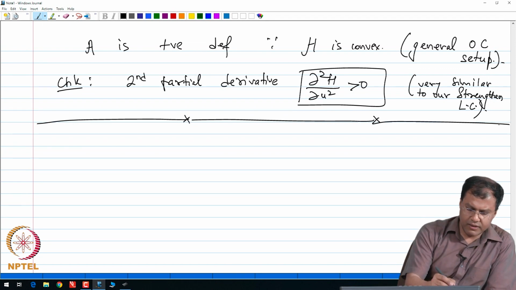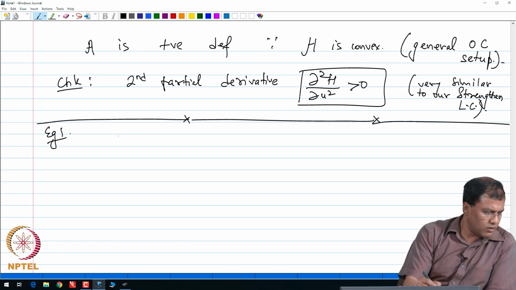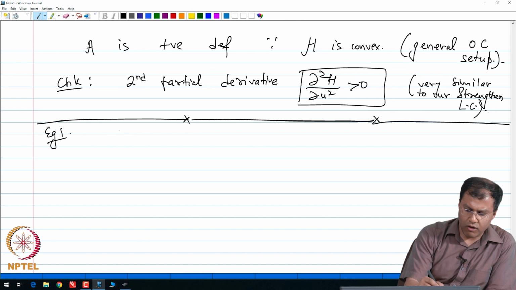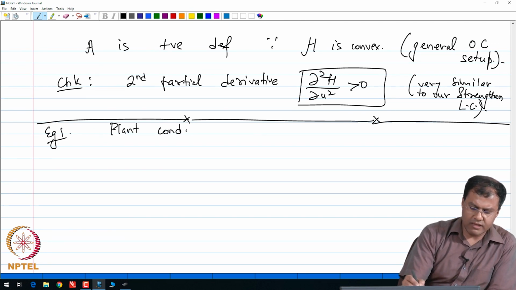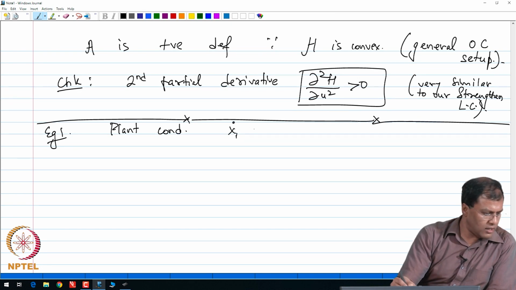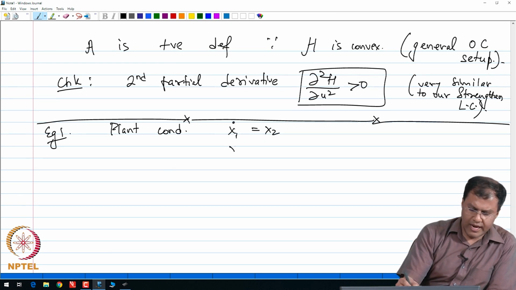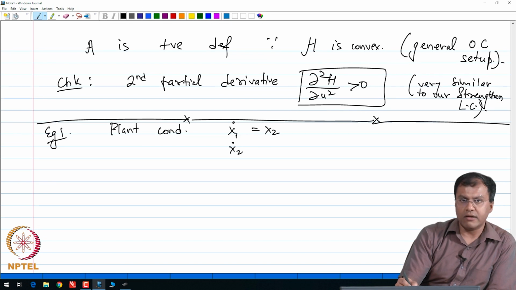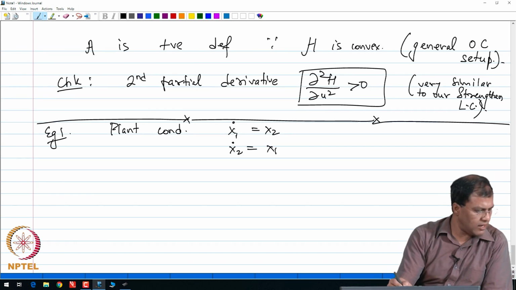So, the first example that I have is the following. I am given the following plant condition. Let me say my plant condition is as follows: x1 dot is equal to x2, and x2 dot, the dot represents the time derivative, is equal to u.